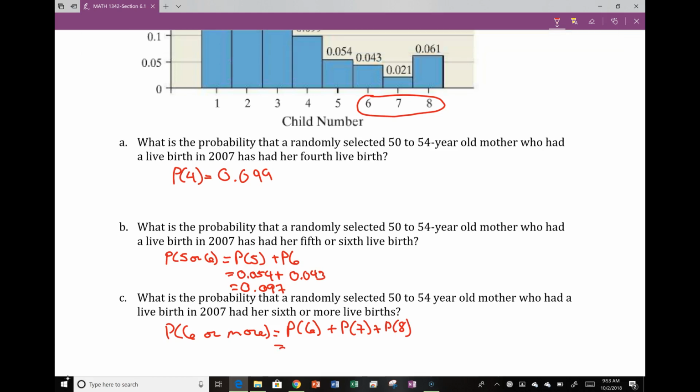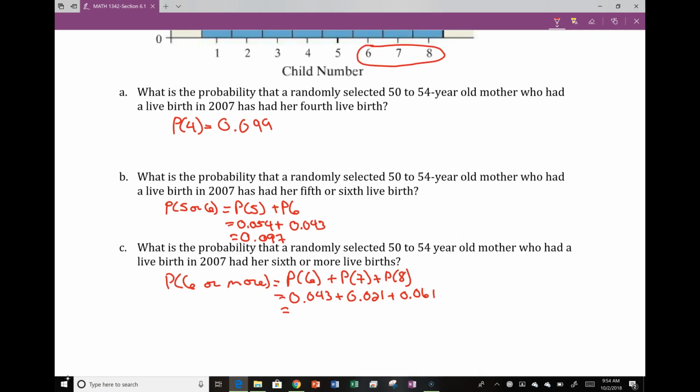Well, the probability of 6 is 0.043. The probability of 7 is 0.021. And the probability of 8 is 0.061. We need to add those together. When we add those together, we get 0.125. The probability that a randomly selected 50 to 54-year-old mother who had a live birth in 2007 had her 6th or more live births is 0.125.